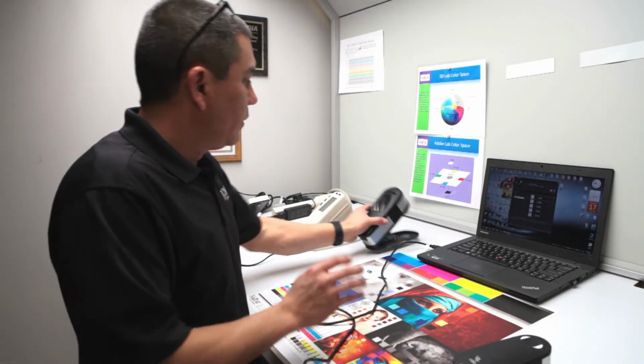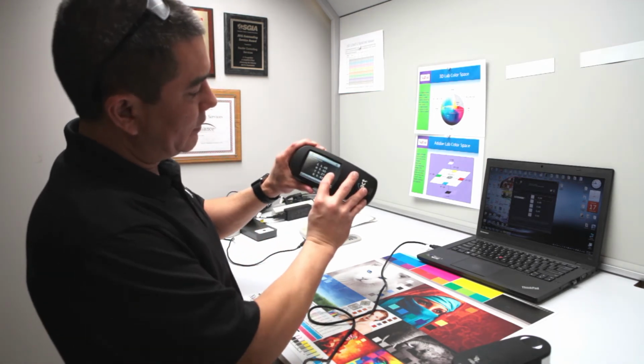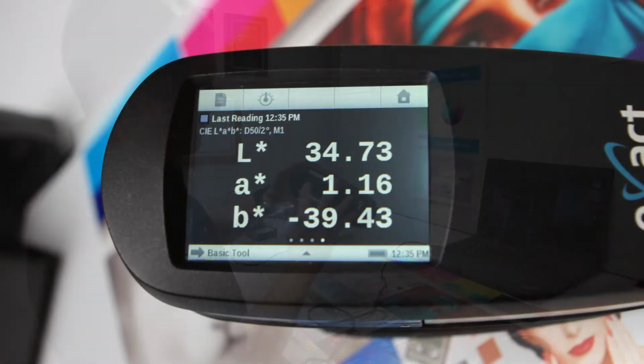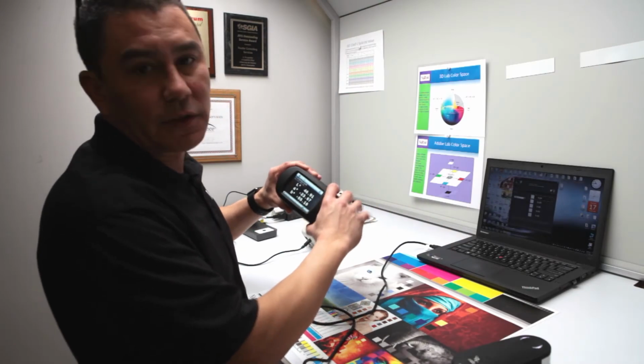Okay. This device here is a spectrodensitometer. It not only reads density, like this one over here, but it also reads LAB values, so spectral data. So those are the differences between the three.